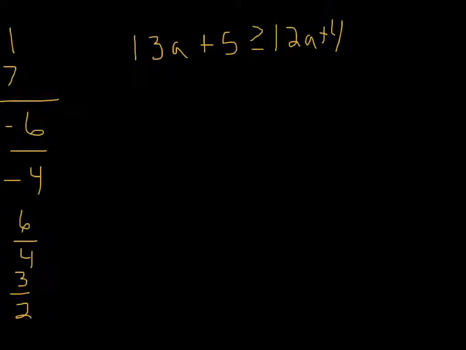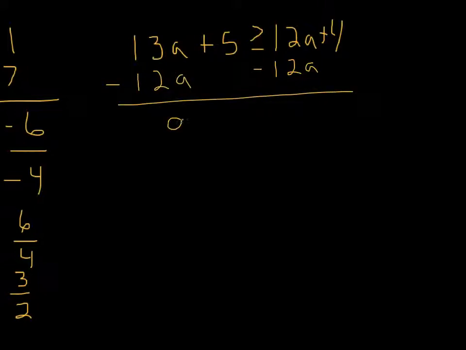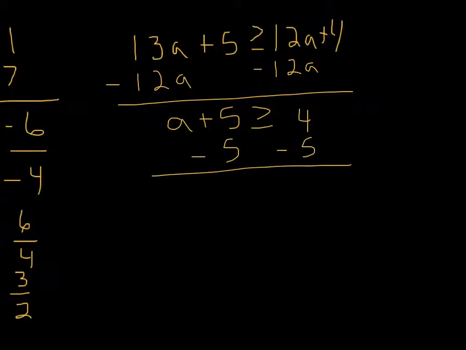Let's bring the 12a over. That'll make it a positive and take us right down to the a. So minus 12a on both sides. And we're left with just 1a, so we can just put a. A plus 5 is greater than or equal to 4. We're going to subtract that 5 from both sides. We do not switch the sign because we're not dividing or multiplying. So we have a is greater than or equal to negative 1. Alright, we are moving right along. Let's get this last one done.